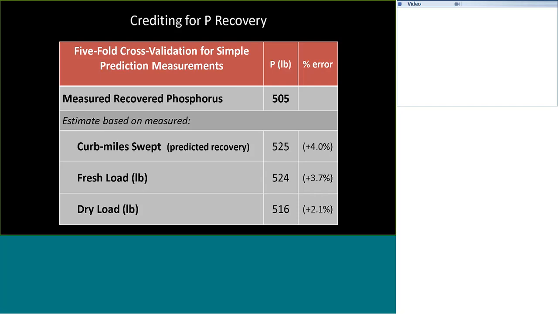So something that maybe holds promise in terms of developing a way to credit phosphorus recovery for street sweeping would be, if cities are able to at least keep track of the mass of material that they remove in street sweeping, and if they know something about the moisture content of that, they can probably get an accurate picture of how much phosphorus is being removed through street sweeping.